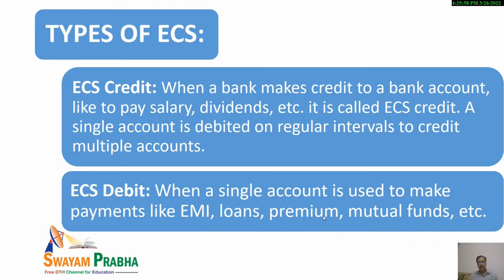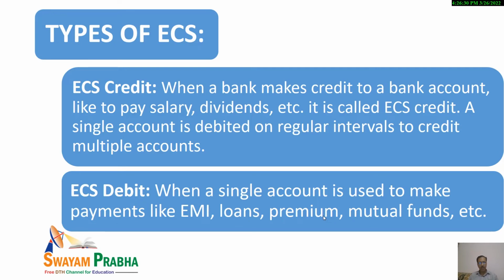So we are debiting a single account, like when the employer's account is debited in order to pay salaries to hundreds and thousands of employees. So ECS credit is basically used for making payment of salary, interest, dividend, pension of the employer, of the user institution, you may say.